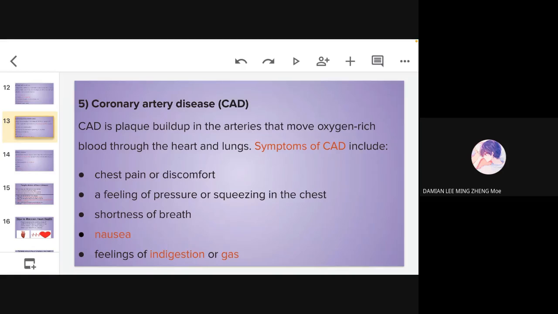Coronary artery disease, or CAD. CAD is a plaque buildup in the arteries that move oxygen-rich blood through the heart and lungs. Symptoms of CAD include chest pain or discomfort, a feeling of pressure or squeezing in the chest, shortness of breath, nausea, and feelings of indigestion or gas.